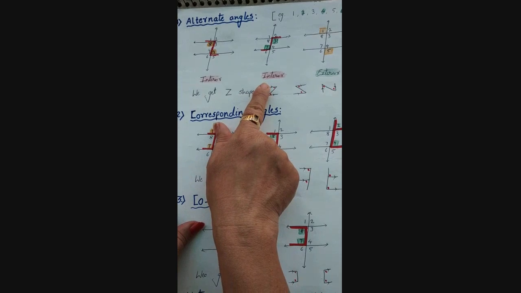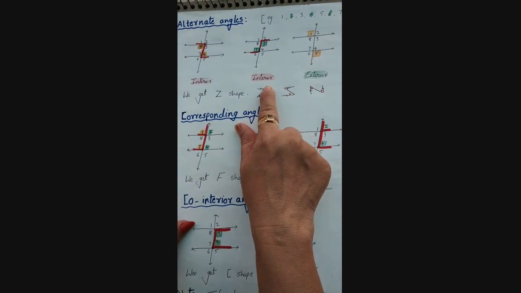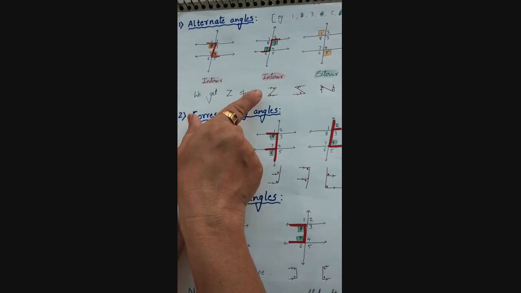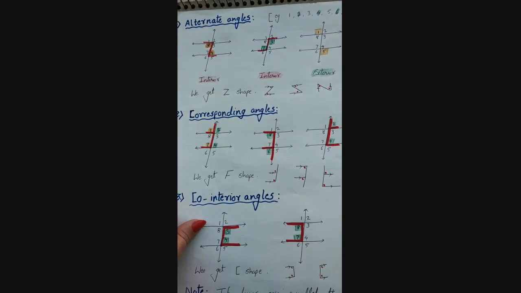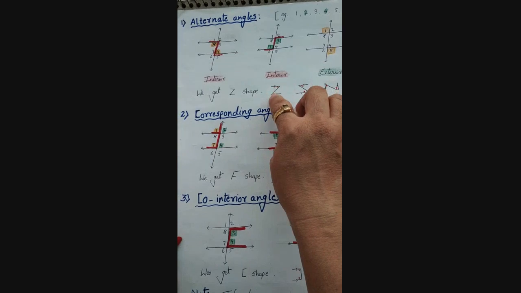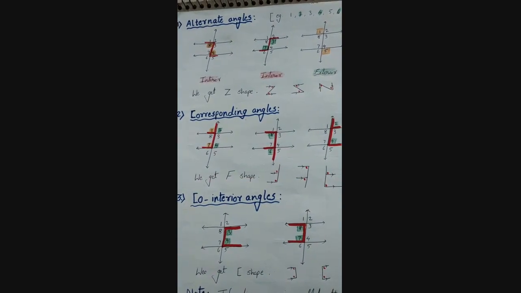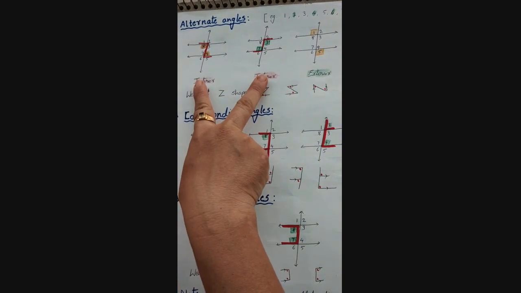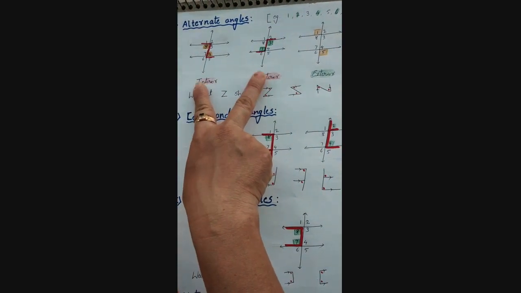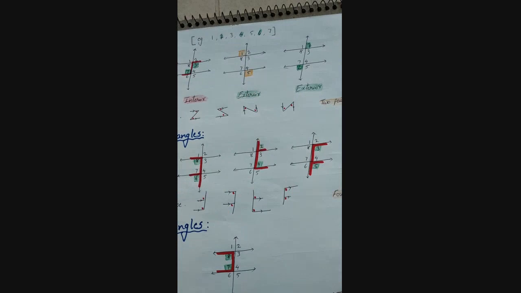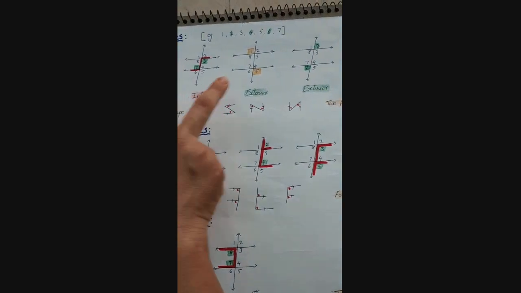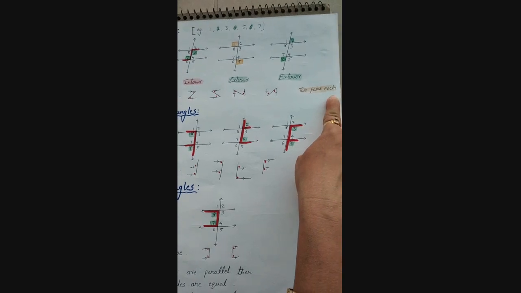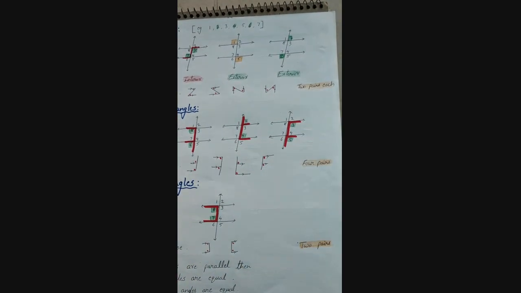These arrows indicate these 2 lines are parallel and this is the transversal line. So whenever you get a Z shape, we get 2 angles in the Z shape, and these 2 angles are called alternate angles. Here you can see we are getting 1 pair of interior angles and 1 pair of exterior angles. So always we get 2 pairs of interior angles and 2 pairs of exterior angles.